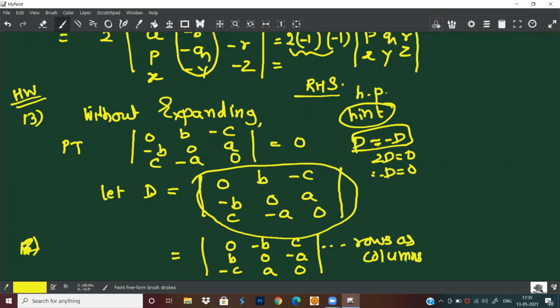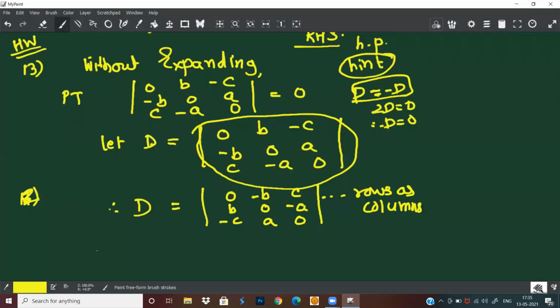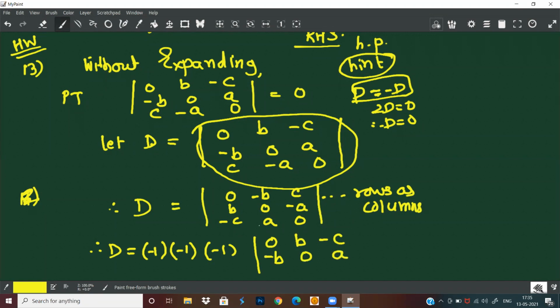Do you understand the first step? I have written first row as first column, second row as second column, third row as third column, so the value did not change. सो अगर ये मेरा पहले डी था तो ये भी डी ही हो गया, करेक्ट. अभी फर्स्ट रो से माइनस वन कॉमन निकालो, सेकेंड रो से माइनस वन कॉमन निकालो, थर्ड रो से माइनस वन कॉमन निकालो. सो फर्स्ट रो से माइनस कॉमन निकाला तो ये आ गया मेरा जीरो बी माइनस सी, ये आ गया माइनस बी जीरो ए, ये आ गया सी माइनस ए जीरो, राइट.